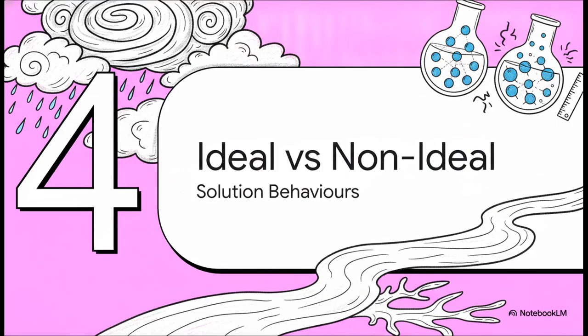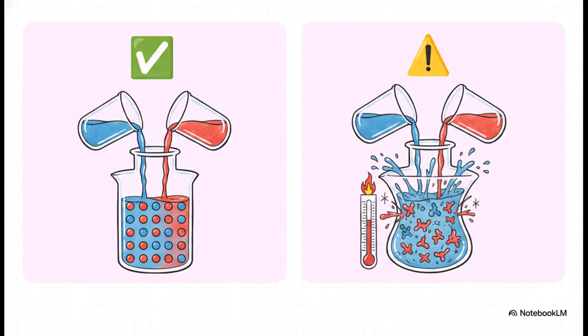Section 4. Ideal versus non-ideal solutions. So we generally split solutions into 2 camps. First, we have ideal solutions. These are the strict rule followers. They obey Raoult's law perfectly across all concentrations. If you mix liquid A and liquid B, absolutely no heat is absorbed or released, and the final volume is exactly the sum of the two original parts.